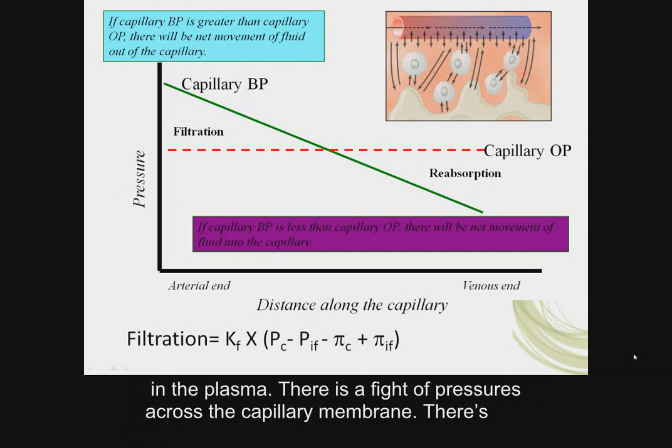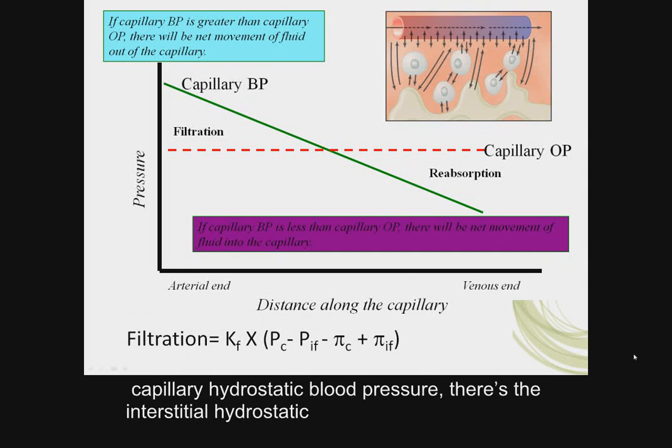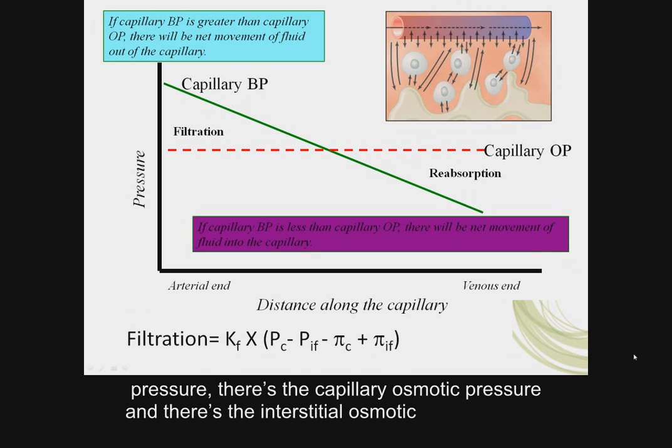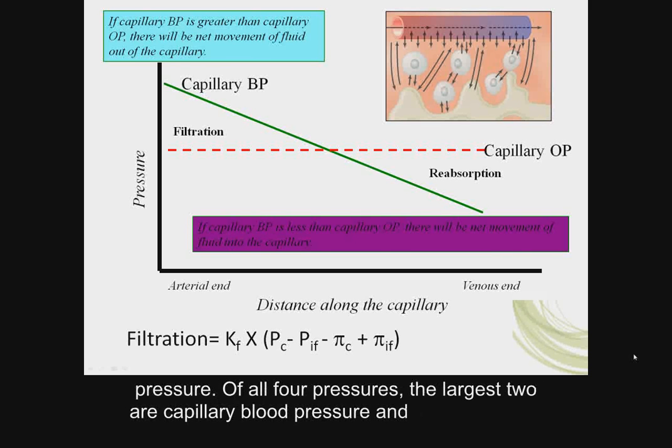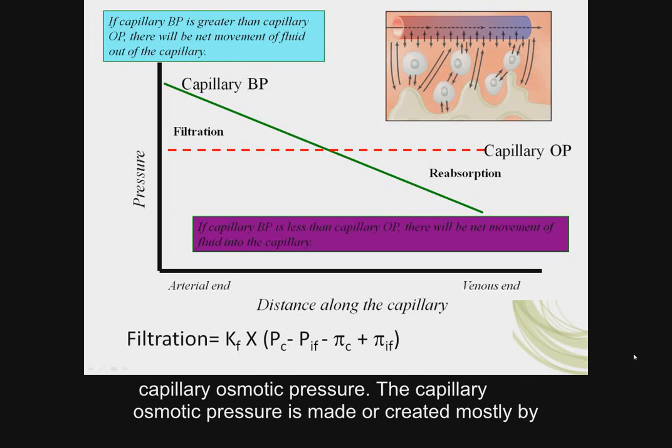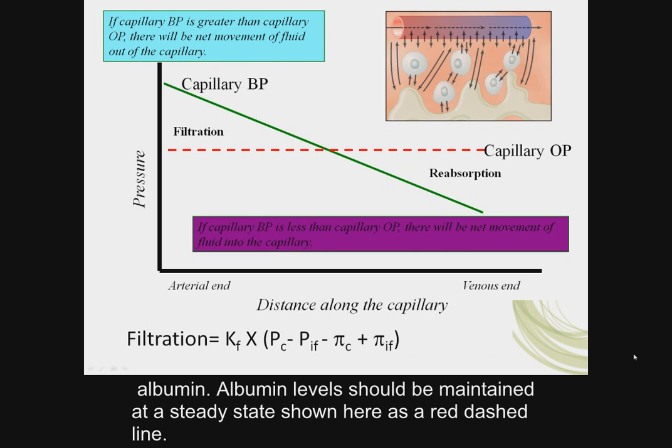There's capillary hydrostatic pressure, and there's interstitial fluid hydrostatic pressure. Then there's capillary osmotic pressure, and then there's interstitial osmotic pressure. Of all four pressures, the largest two are capillary blood pressure and capillary osmotic pressure. The capillary osmotic pressure is made or created mostly by albumin. Albumin levels should be maintained at a steady state, shown here as a red dashed line.